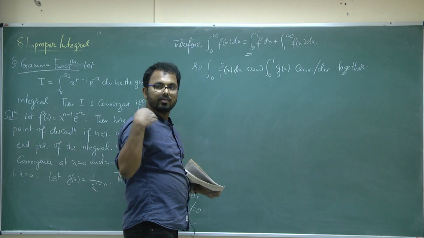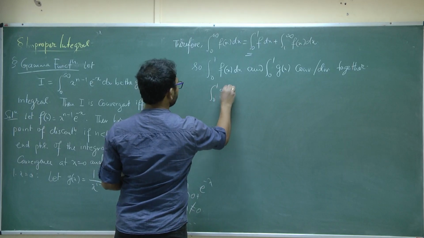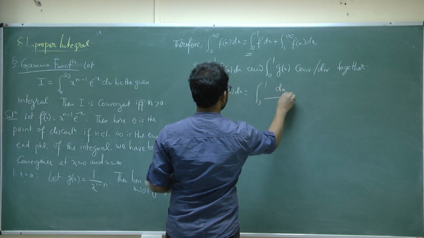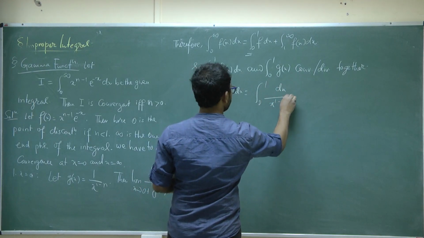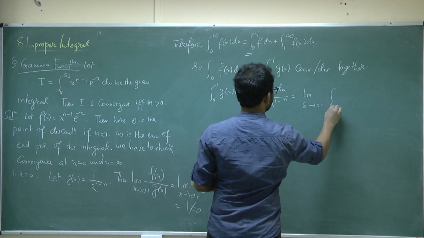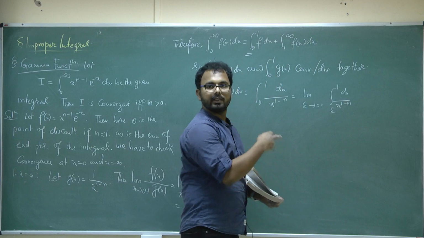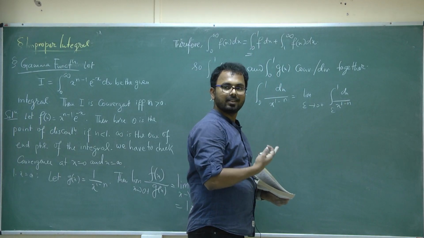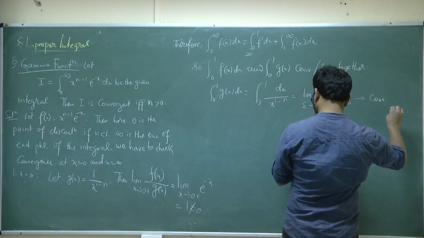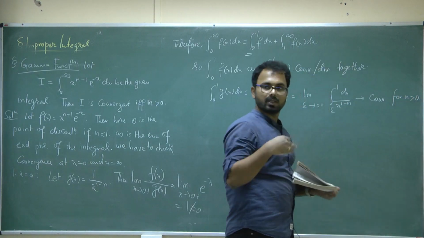So now we will check the convergence for g x. The integral from 0 to 1 of g x dx is the integral from 0 to 1 of x to the power 1 minus n, and this is again the limit as epsilon goes to 0 positive of the integral from epsilon to 1 of dx over x to the power 1 minus n. We just evaluated an integral like this and we saw that it is convergent for n positive. So this is convergent for n positive, as we saw in the previous example.